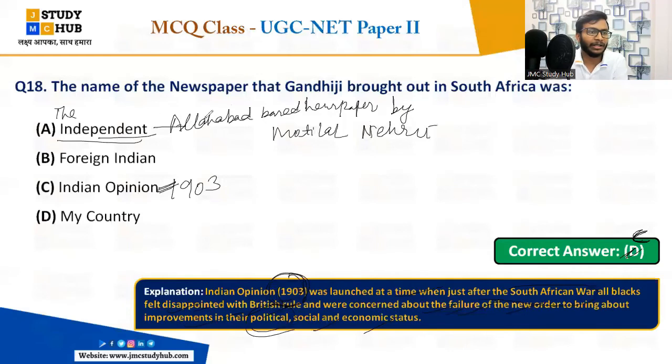In the year 1919, at the time when the Jallianwala Bagh massacre happened, The Independent, the Allahabad based newspaper, was brought by Motilal Nehru. Okay, chaliye.